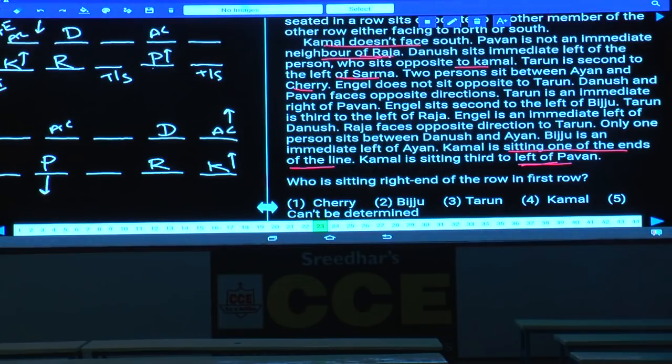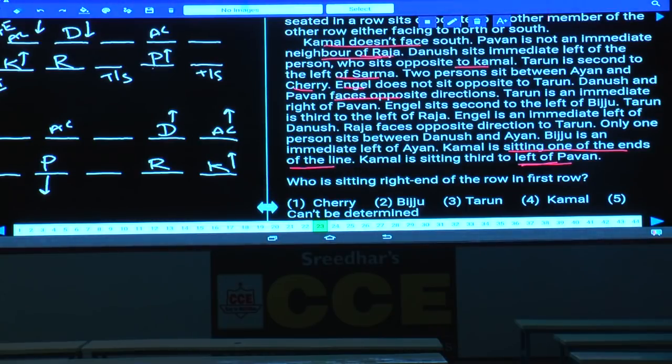E does not sit opposite to whom? E does not sit opposite to Tarun. As E does not sit opposite to Tarun, E and T are not opposite to each other. Dhanush and Pawan face opposite directions. In the first case, Pawan is facing north, Dhanush must be south, and in the second case, Pawan is south, and Dhanush must be towards north. Dhanush and Pawan are facing opposite directions.